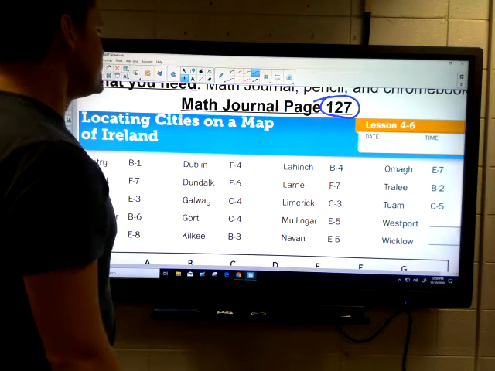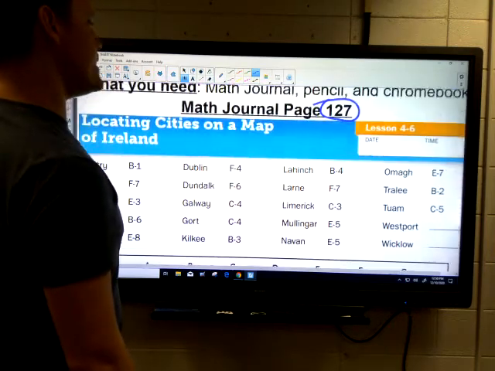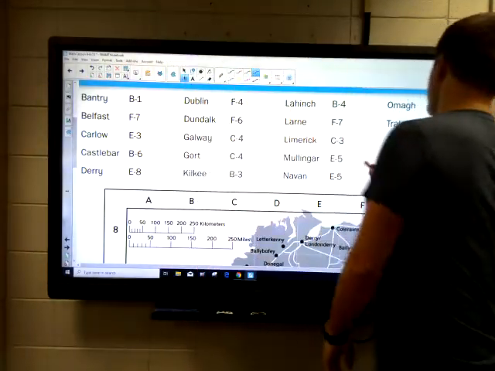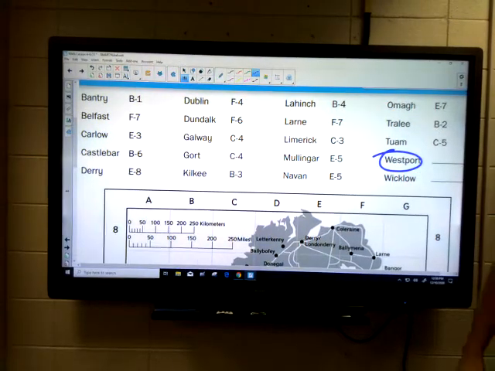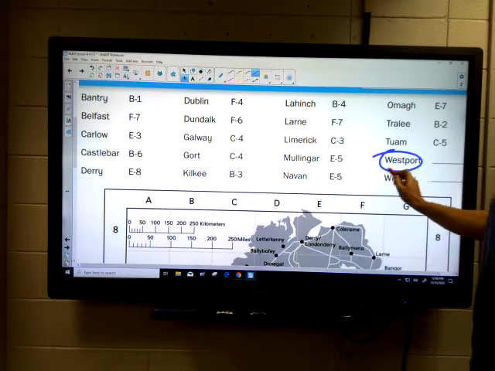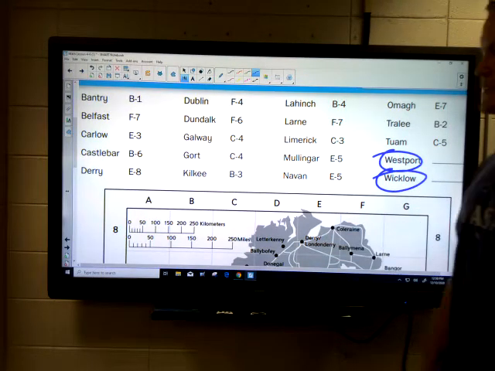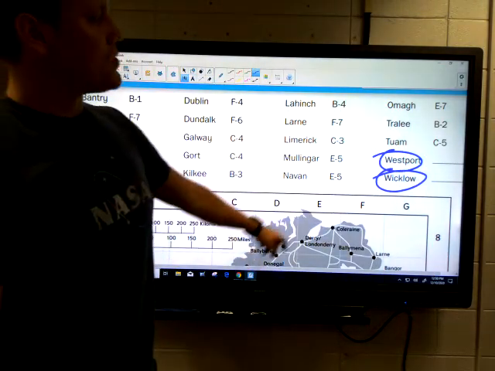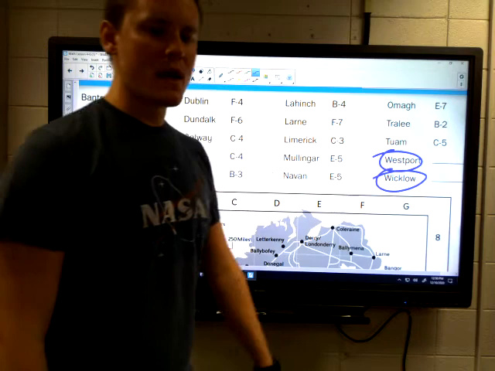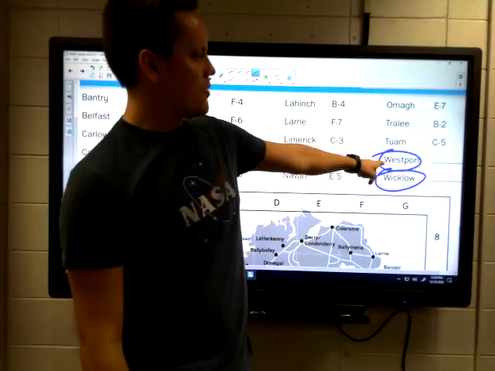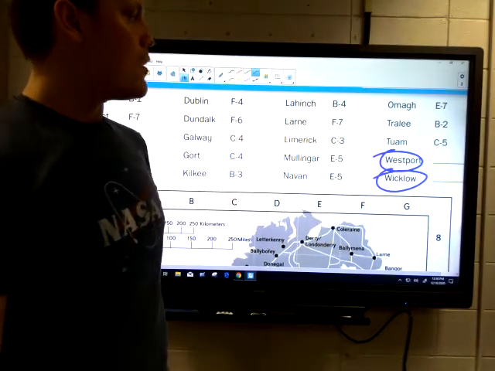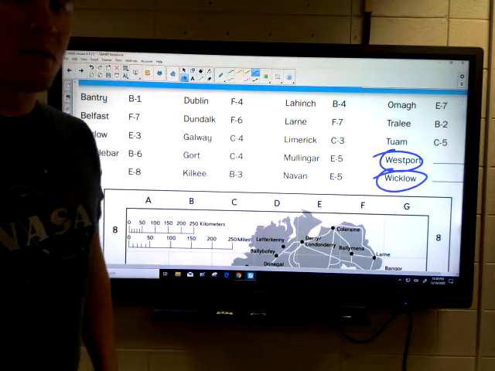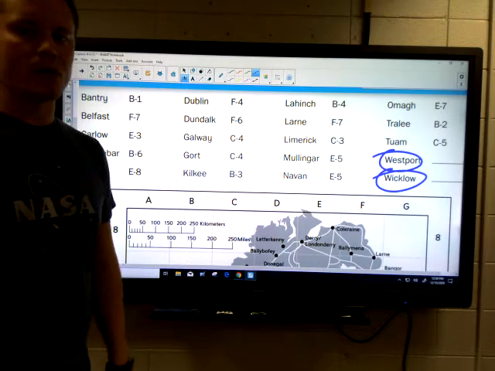All right. So for today, for your math message, you need to tell me what are the coordinates for Westport and the coordinates for Wicklow. What are those? You're filling in the blank over here on the far right side. Westport and Wicklow. What are the coordinates? It's kind of like playing Battleship. Those of you that played Battleship before.